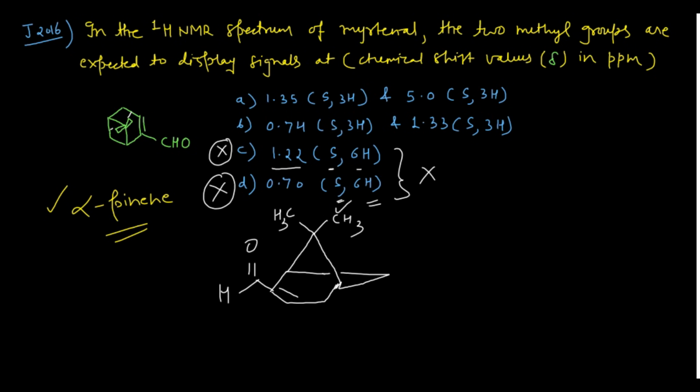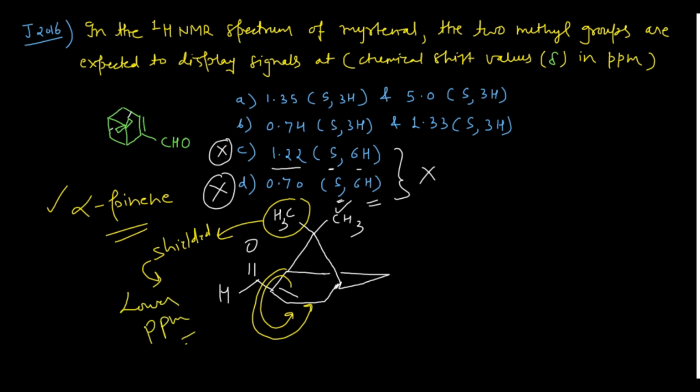So when you study NMR spectroscopy, there would be a current like that. There is the magnetic field generated by these electrons. So you can see this methyl is slightly shielded. It is the shielded methyl, so it will have a lower ppm chemical shift. Please remember. And this is the de-shielded one, so it will have a higher ppm chemical shift.